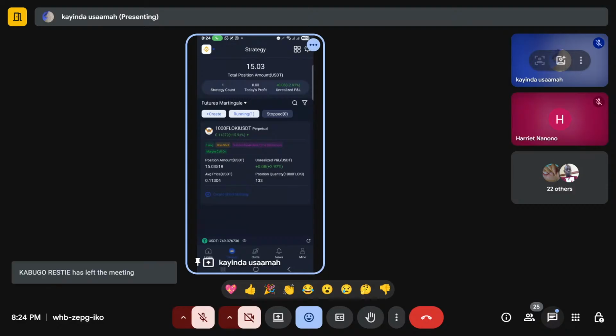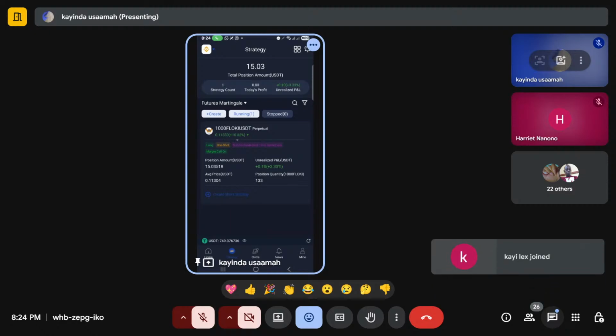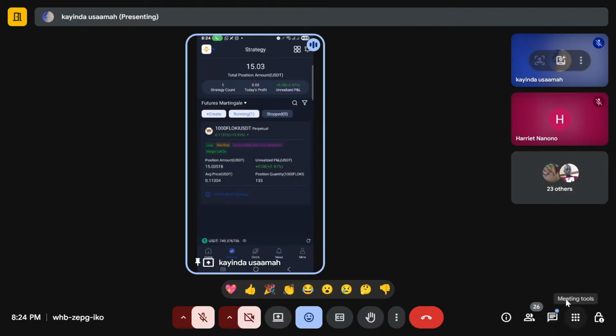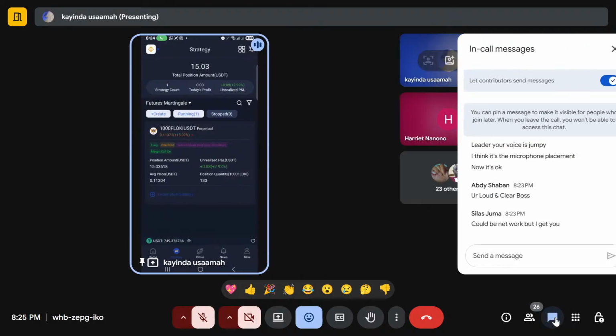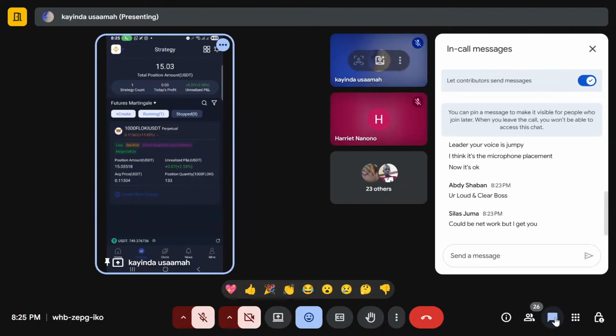Now we come to our trade. Since futures has a lot of details, they make sure they summarize everything. For example, this is the name of the token, Floki Perpetual. These are perpetual contracts. When we are trading futures, you are not trading assets, you are trading contracts, you are trading positions. Hope you remember when we were doing the introduction to futures trading.